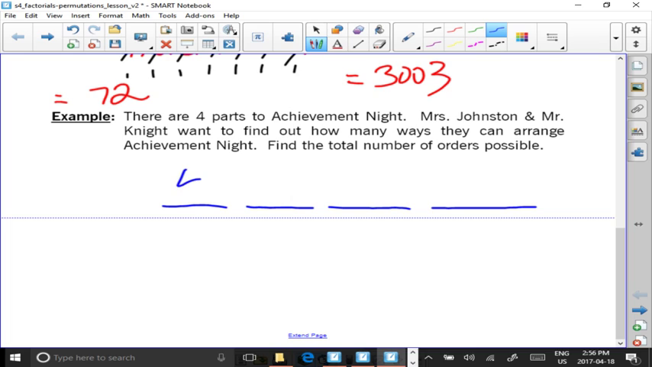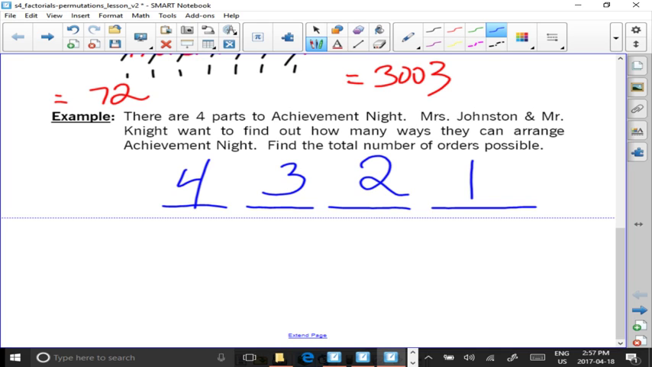So I'm going to put a 4 here. So we've got one thing there. Then, when we finish that one part and we want to go to the second part, we have 3 choices for that second part. Once we choose that second part and we want to choose the third part, well, guess what? We only have 2 choices for the third part. And last but not least, we have 1 choice for the final part. Once we've chosen the first 3 things, we only have 1 choice left for the final part of Achievement Night.